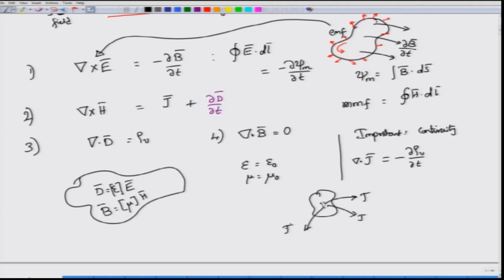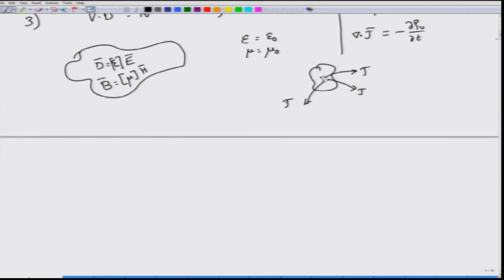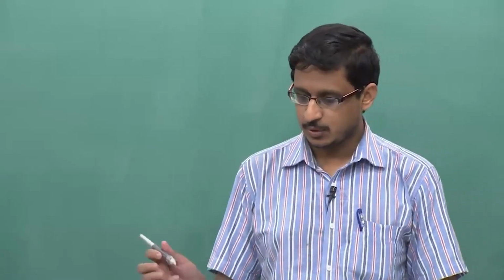Okay. So, it simply says that the amount of current that you are getting from a closed surface must be equal to the time rate of change of the charge density inside, or the time rate of change of the charge inside. Okay. So, these are Maxwell's equations.